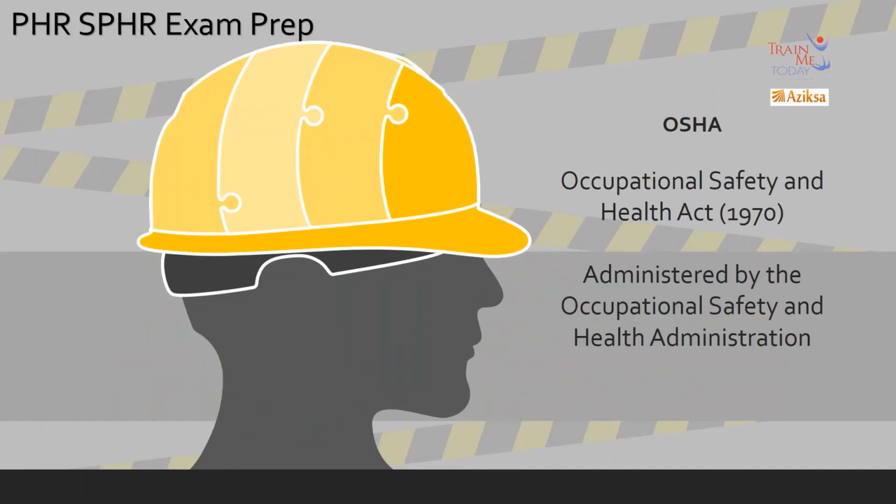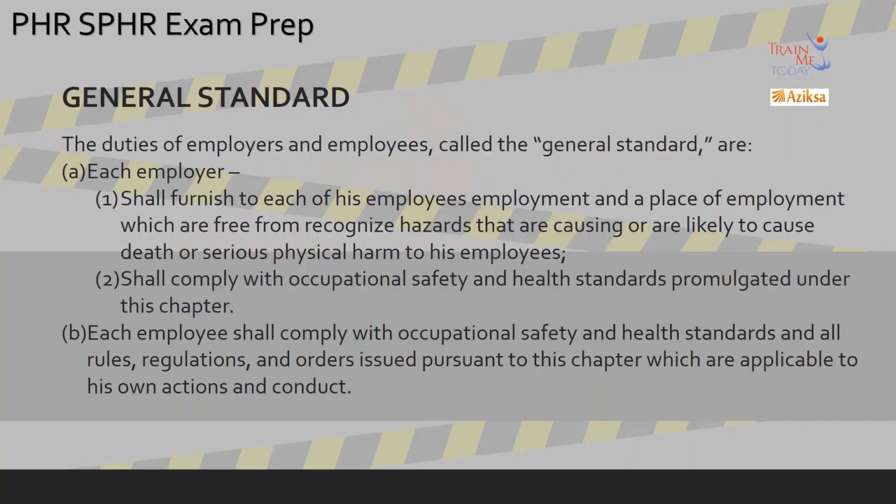According to the Occupational Safety and Health Act of 1970, it is the responsibility of each employer to provide a place of employment that is free from recognized hazards that are causing or likely to cause death or serious physical harm to employees. The duties of employers and employees is called the general standard.